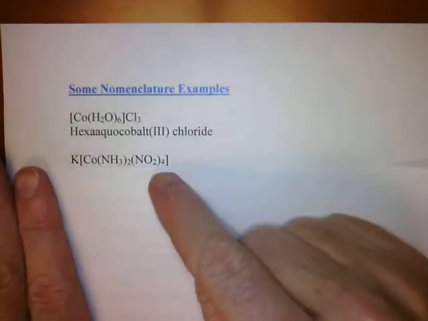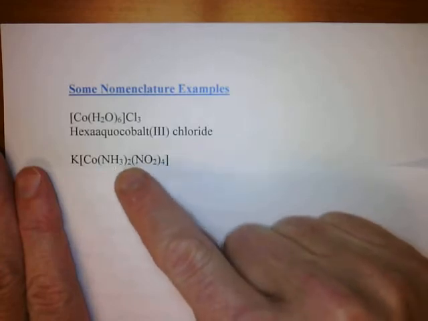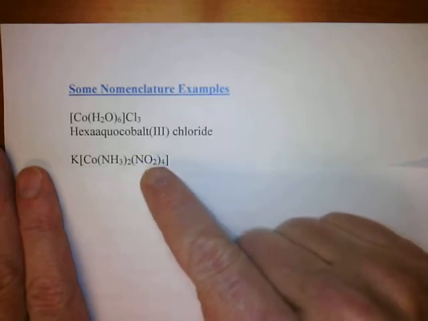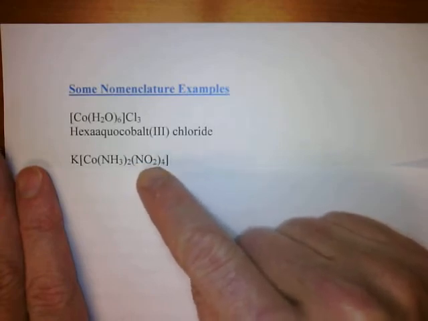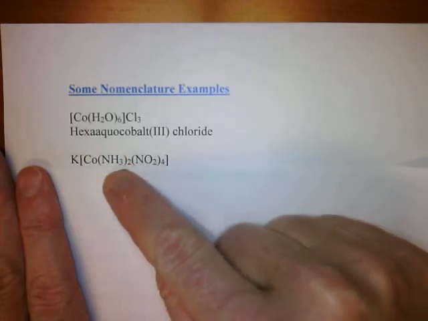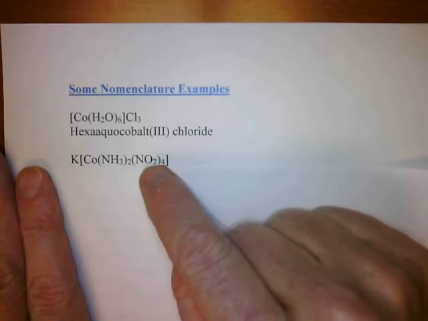So we have 4 nitros and 2 amines. Okay, so which do we name first? That was another one of our rules that said anionics get named first. If you know your polyatomic ions, you know NO2, that's nitrite, that's a -1 ion, whereas ammonia, NH3, carries no charge. So we're going to have to put the nitro first.